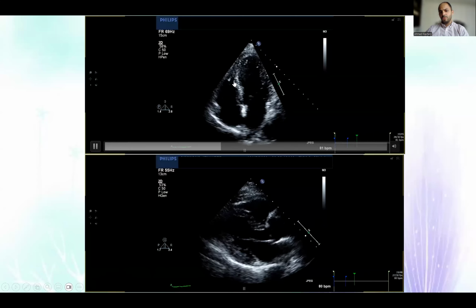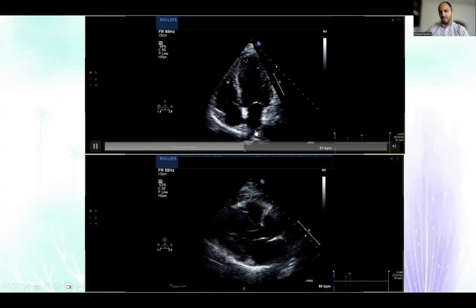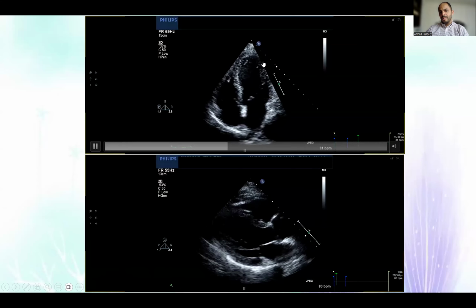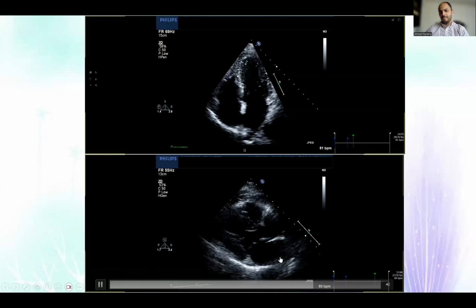The echo showed normal biventricular function. I don't know if you guys noticed the wall motion abnormalities or not, but I'll direct your attention to this anterolateral wall here, mid to distal segments, that's hypokinetic.